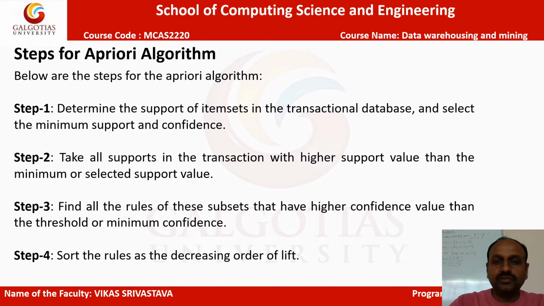So 2 and 3 are the frequent items which appear in both transactions. So what we need to do is first determine the support of the item sets in the transactional database and identify the minimum support and the confidence. So take all the support in the transaction with the higher support value, then the minimum or selected support value is to be considered. Now, going further, let us try to understand with the help of an example.